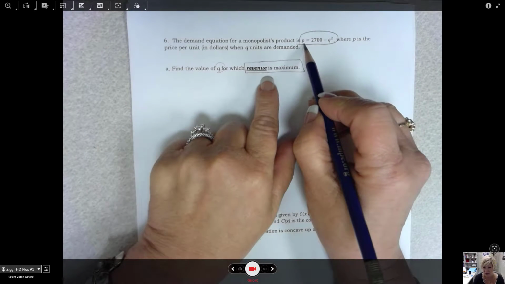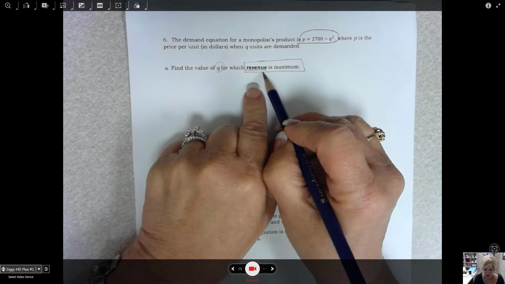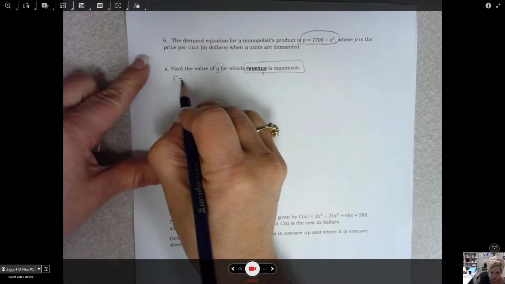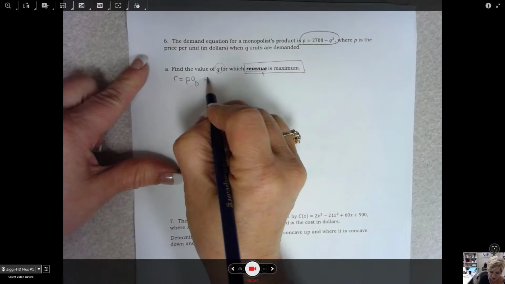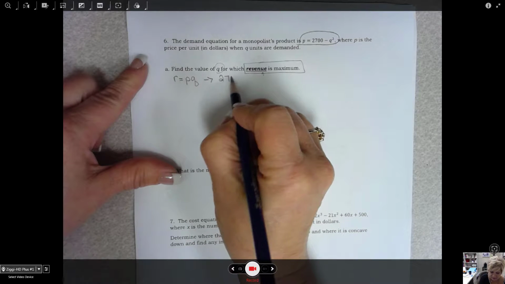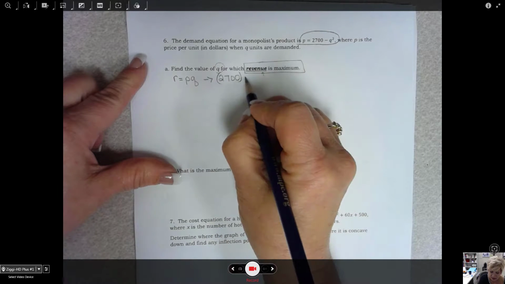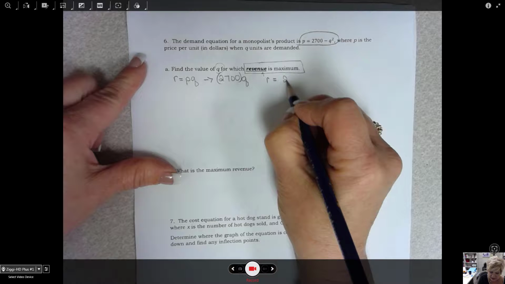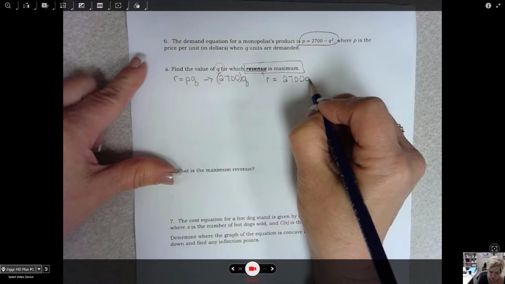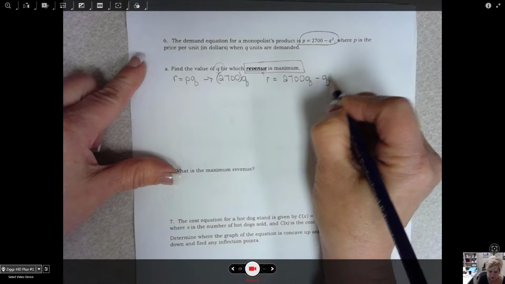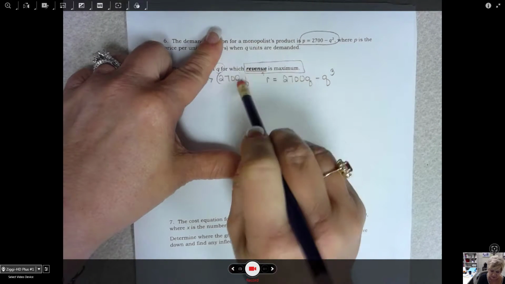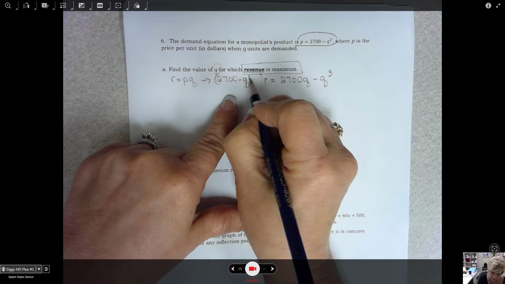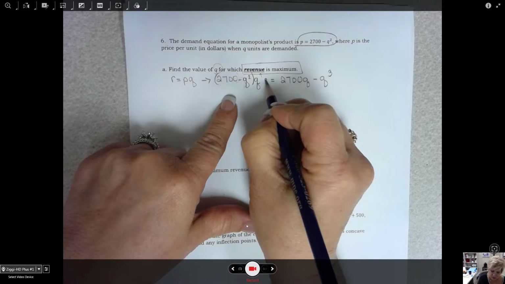First, though, we're given our P. They're asking about revenue, so we have to find our revenue function. Since R equals PQ, let's fill in for the P and multiply it times Q. So our revenue function will be 2700Q minus Q cubed. I kind of messed that up, didn't I? Okay, that's how we start.